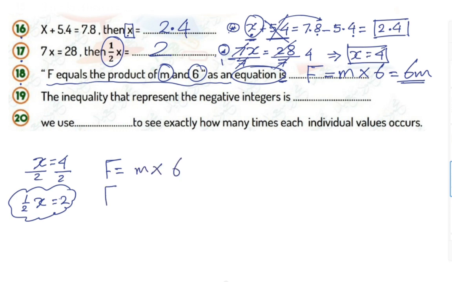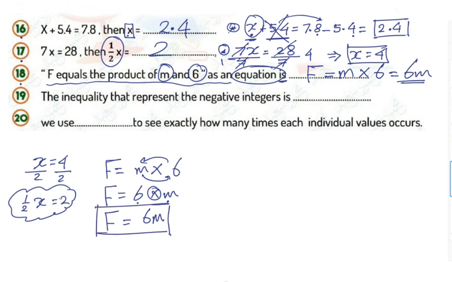So note with me, f equals m times 6. We know that multiplication has the commutative property, so I can put 6 first and m second. So m times 6 equals 6 times m. And also you know that when you have a number and a variable in a multiplication problem, I can write it as 6m. So f equals 6m is the right answer for the question.